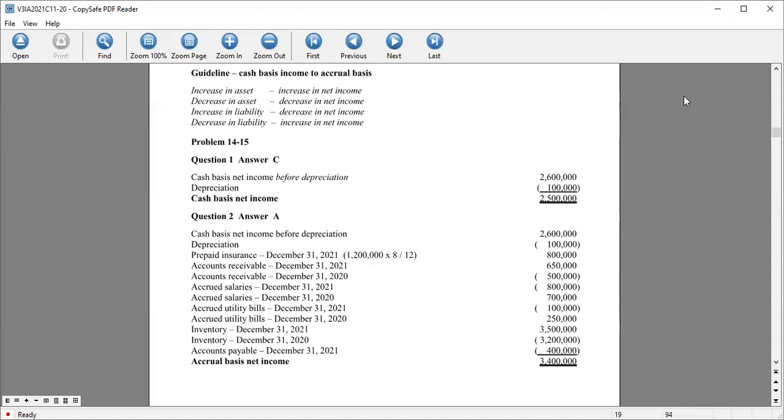So we have now the second requirement here, the amount to be reported as net income under accrual basis for 2021. So we have now the cash basis net income before depreciation of 2.6 million. Then we have depreciation of 100,000, deduct. Prepaid insurance at the end is 1,200 times 8/12.